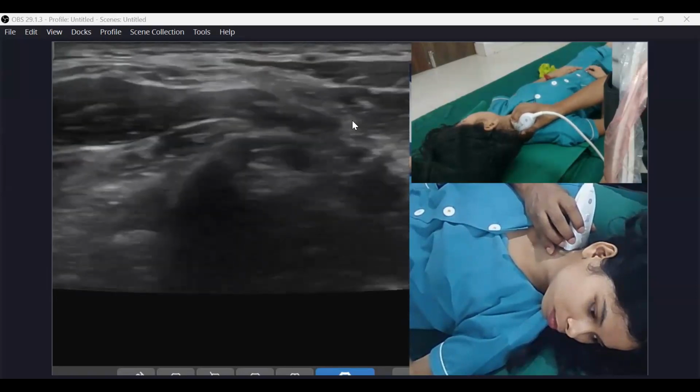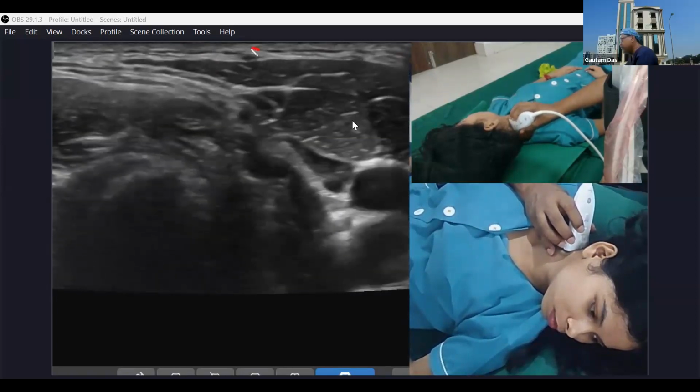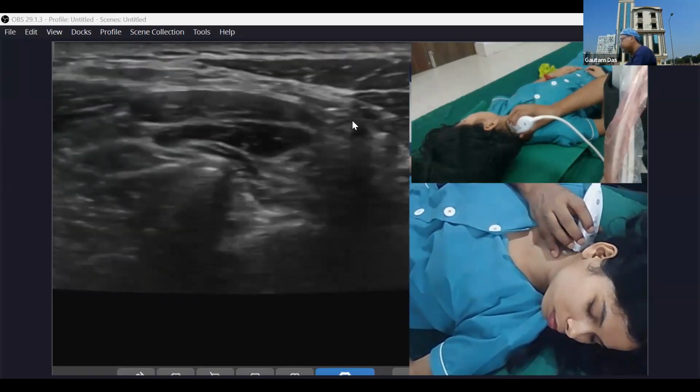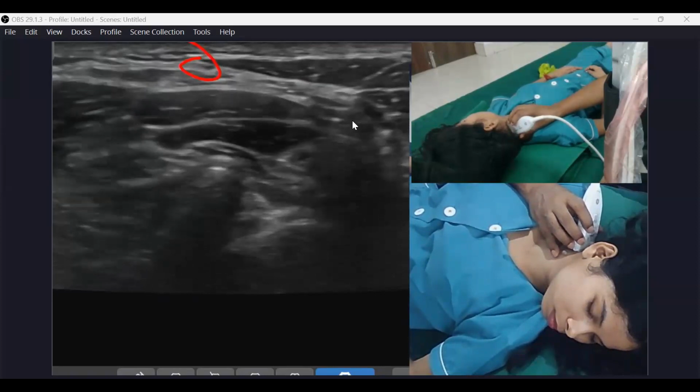This is your greater auricular. Yes, sir. Thank you, sir. And if I'm going above, this nerve is your lesser occipital. Clear, na? Okay, sir. Yes, sir.